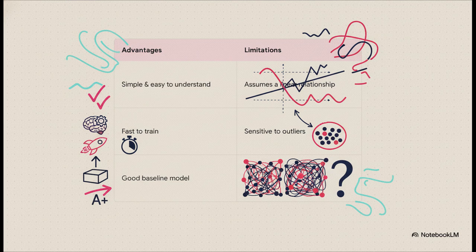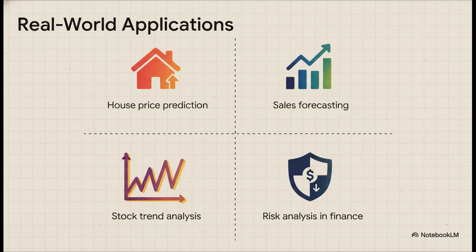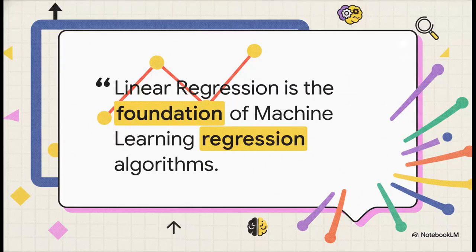For one, it assumes the relationship you're modeling is actually a straight line. It's also really sensitive to outliers. Those weird data points that are way off from the rest, they can pull the whole line out of whack. And for really complex problems, a straight line just isn't going to cut it. But don't let that simplicity make you think it isn't powerful. This thing is an absolute workhorse in the real world. It's used for everything from predicting home values and forecasting company sales to analyzing stock market trends and assessing risk in finance. It's everywhere.